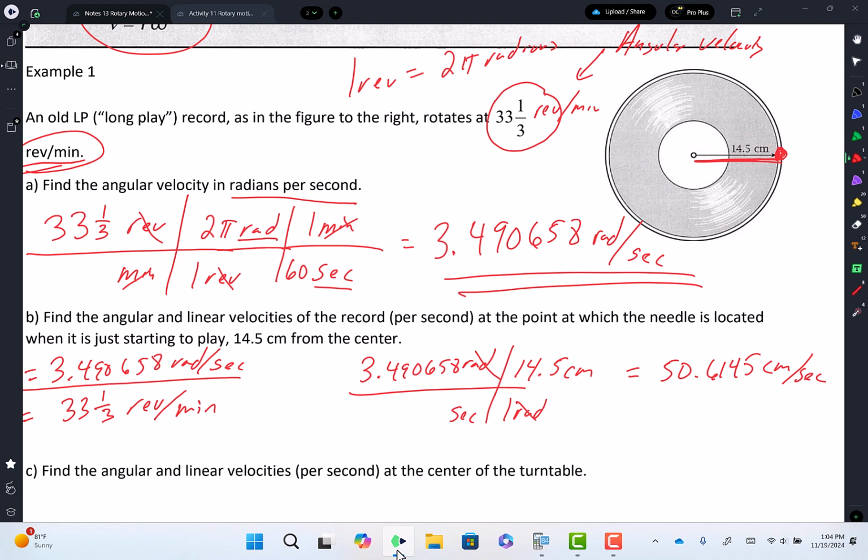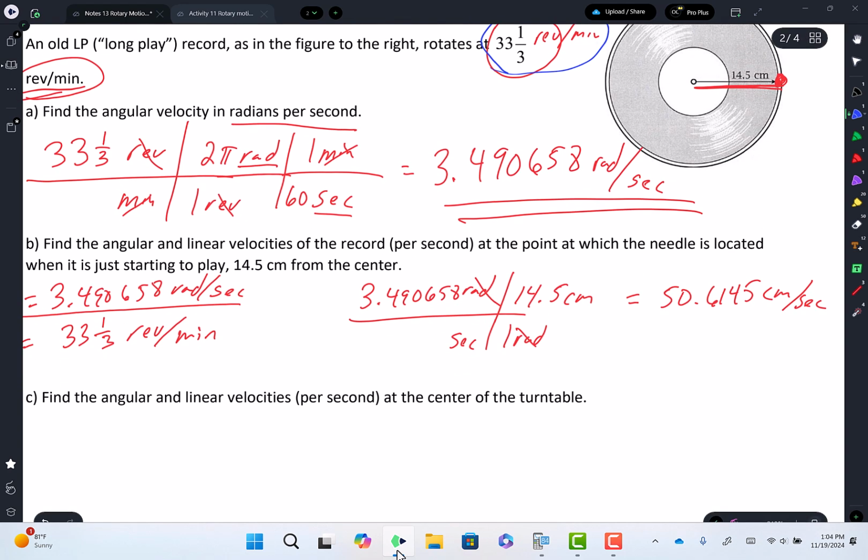Can you show me another way? Yes. Do you remember when you were in geometry that the circumference of a circle is 2 pi r? You could have gone from that one. Okay, don't write this down. I'm just showing you another way. There is a preferred method, but you could have said, okay, I'm going to go from here. And you could have gone 33 and 1/3 revolutions per minute.